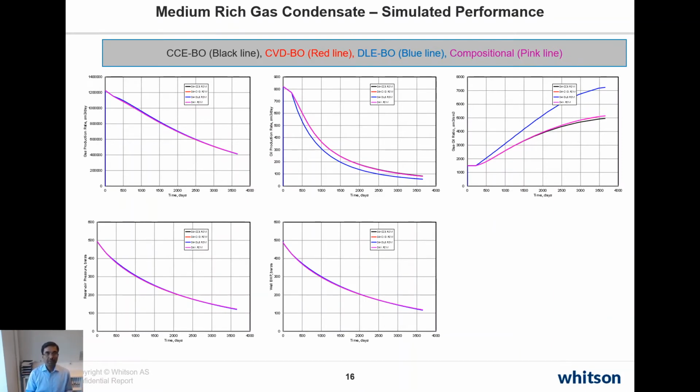This is the simulated performance. The top left is the gas production rate, top middle is oil production rate, and top right is producing gas oil ratio. Bottom left is reservoir pressure, and bottom right is well bottom hole flowing pressure. Here also we see that gas production rate is quite similar in all the cases, but oil production rate is lower in the black oil simulation with the DLE black oil PVT table. Top right, the producing gas oil ratio is quite different in DLE, and different from compositional and CCE, CVD.